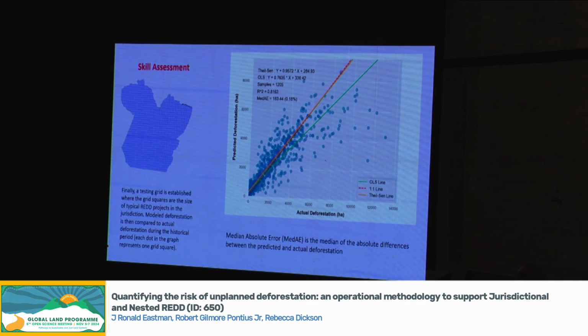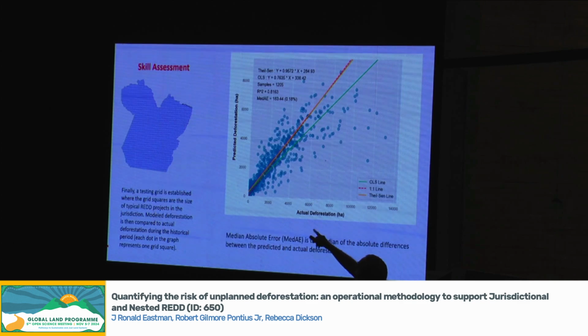We're expecting jurisdictions to actually try to produce better models. All right. So in order to do this, we need to have some way of testing out whether or not those models are better. So what do we do? Well, first thing we do is we develop an assessment grid. The assessment grid is a set of grid squares that are designed to be equal to the area of the median size of REDD projects within the jurisdiction. In this particular case, the example here is 100,000 hectares. That was the median project size within Pará.